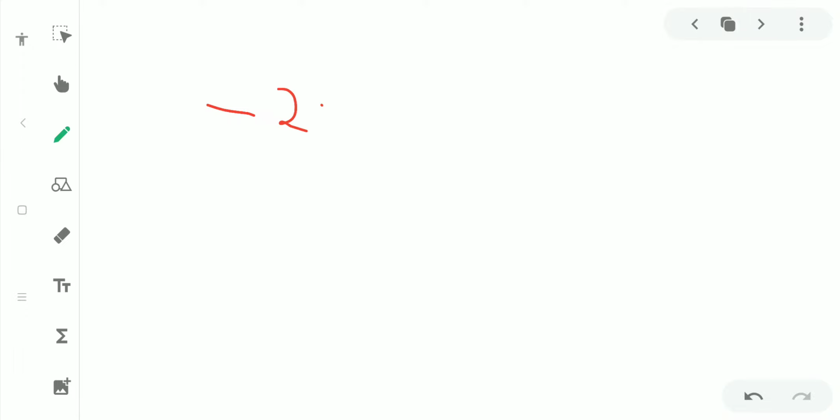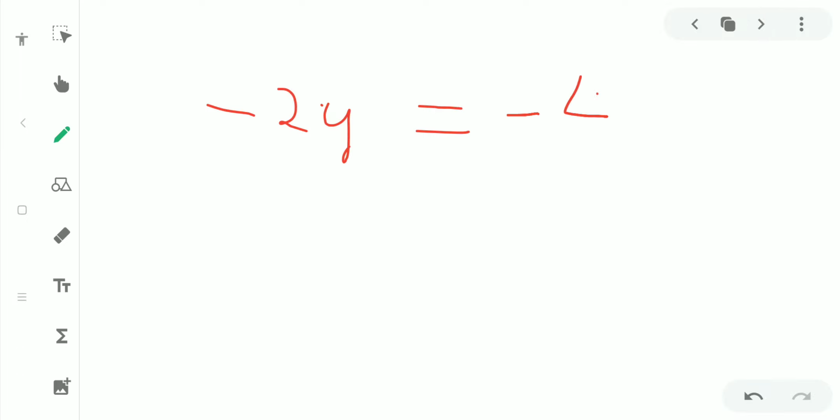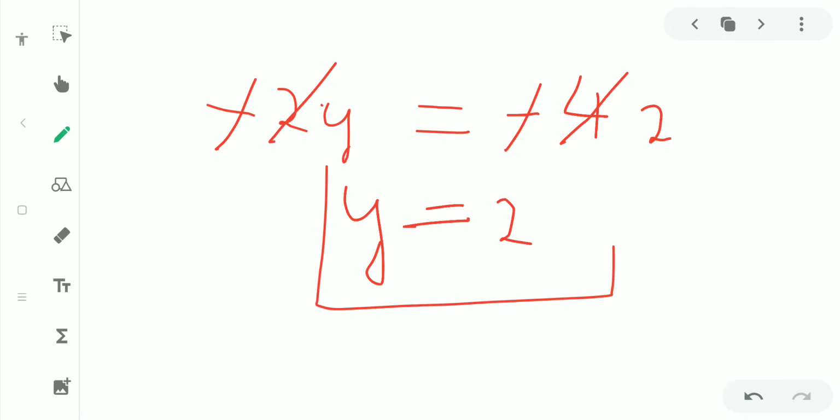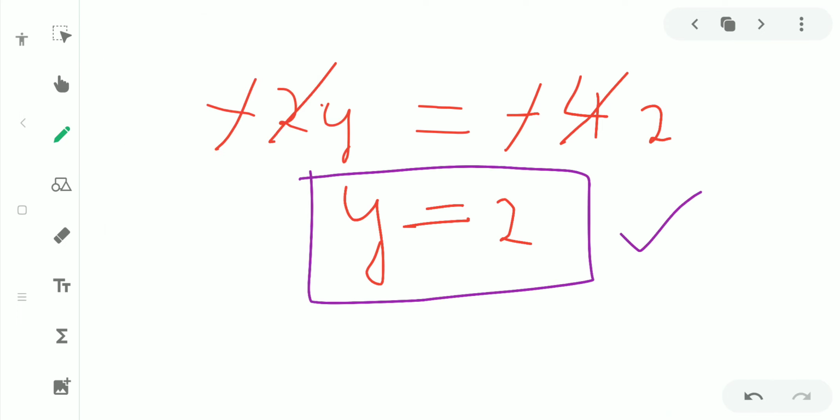Minus 2y is equal to minus 4 minus 0 is nothing but minus 4 itself. Minus 4. So minus minus gets cancelled. 2 ones are 2 twos are 4. So our y is equal to 2. So we got the value of y. So now we should get the value of x.